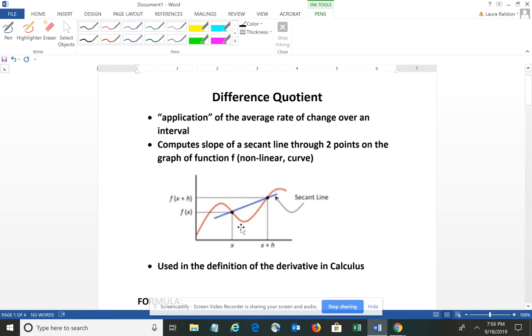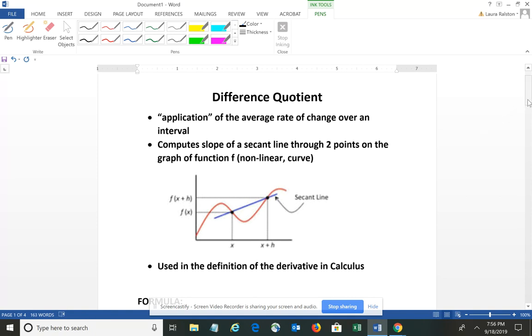So we tend to look at it over an interval or at two different points, and we connect. So we choose 2 points on that particular curve, and then we draw a line through those 2 points. That line that we draw is called the secant line. And then the difference quotient is basically we're going to find the slope or ultimately the average rate of change for that red curved line.